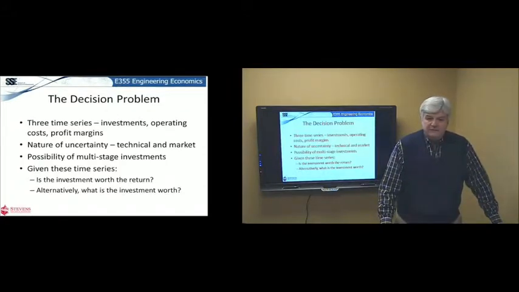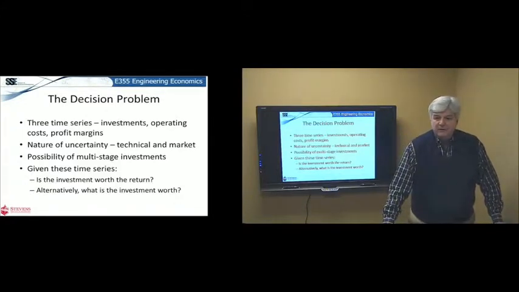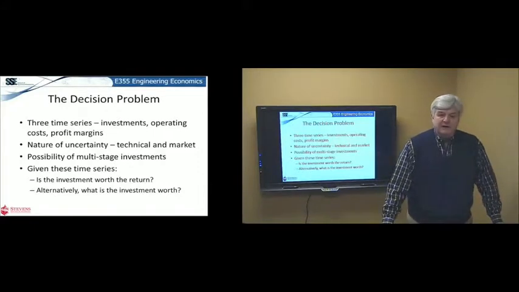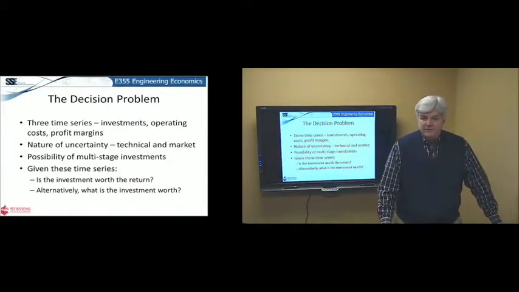Because of these uncertainties, we're going to consider the possibility of multi-stage investments. In other words, starting with a small investment, seeing whether things are likely to pay off, seeing if the market is actually evolving the way you expected, and then using that result as a basis for making a further incremental investment. The basic problem we have is, given these time series, is the investment worth the return? Or alternatively, what is the investment worth? So we're really looking at comparing the value of alternative investments in the company's future.